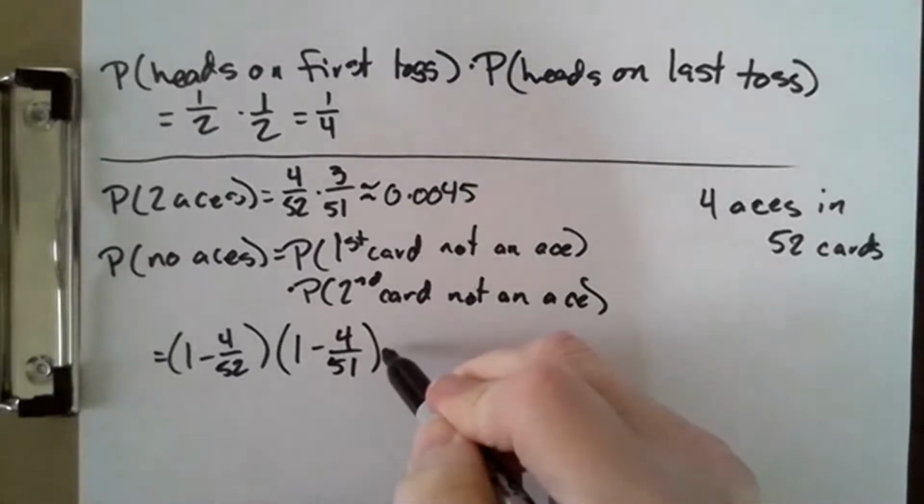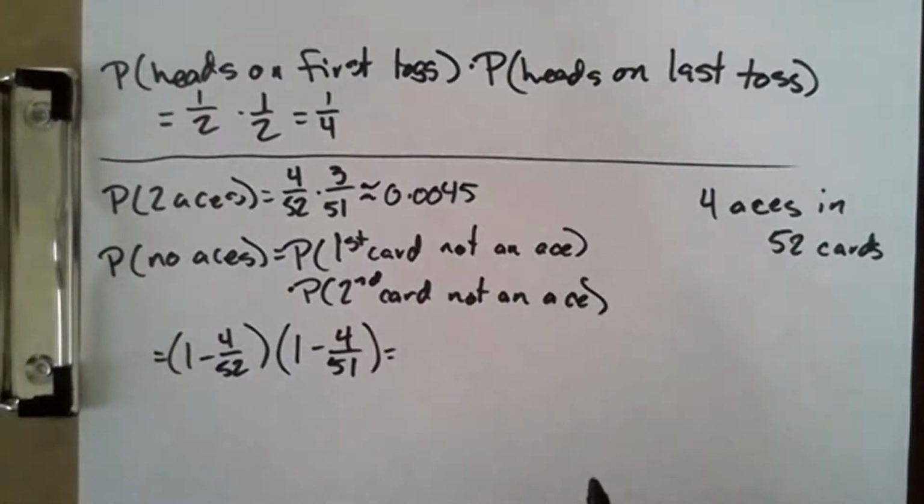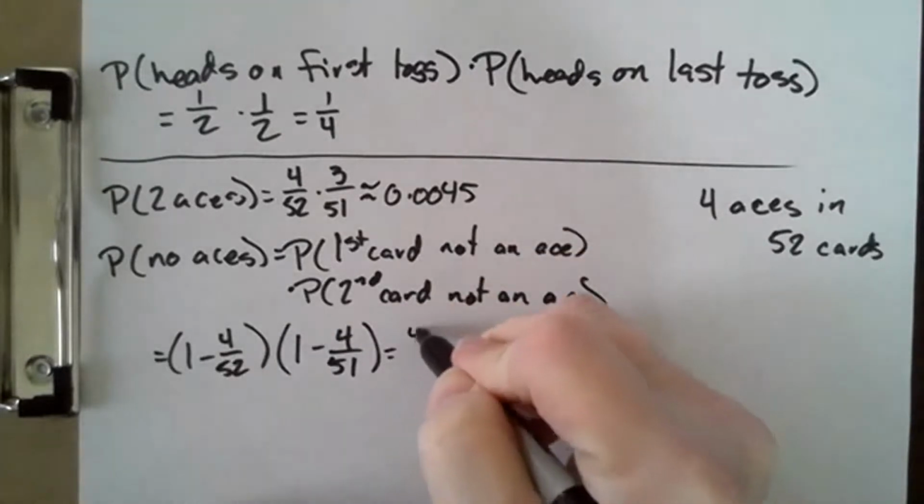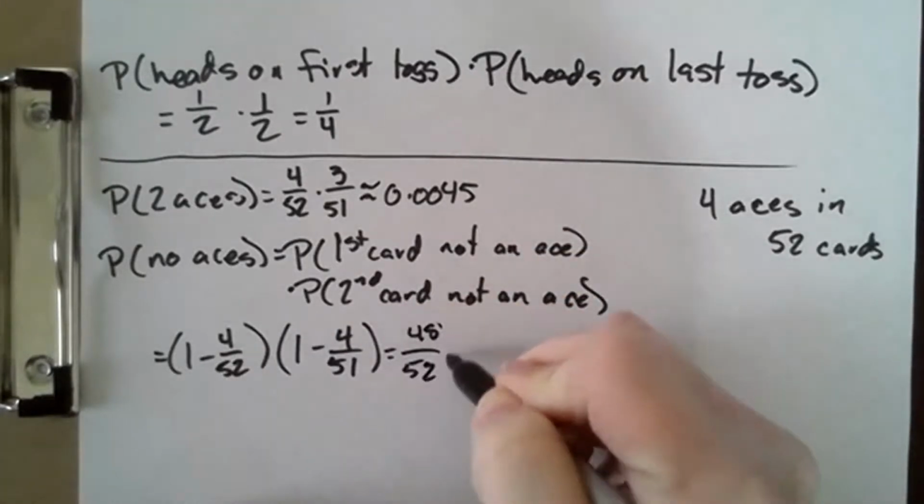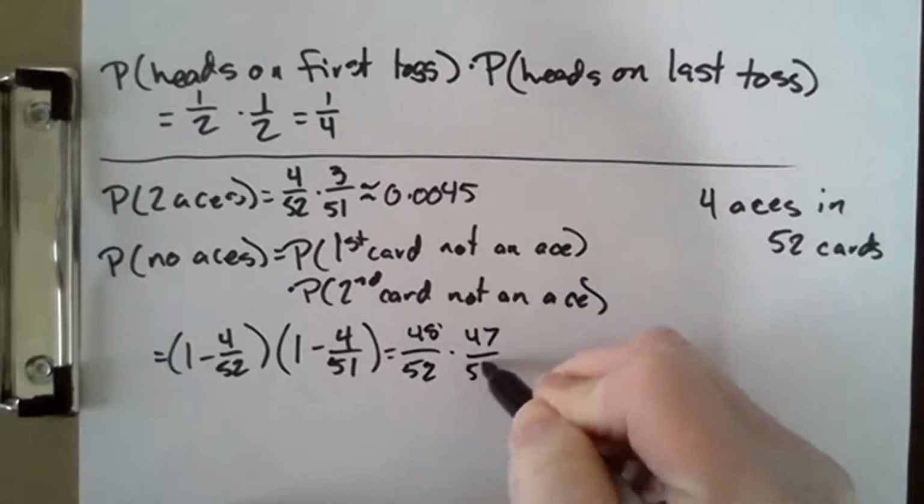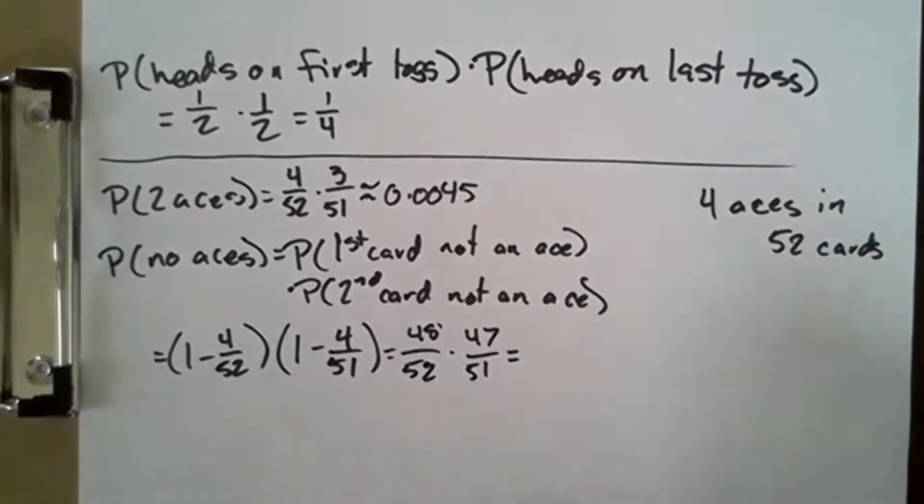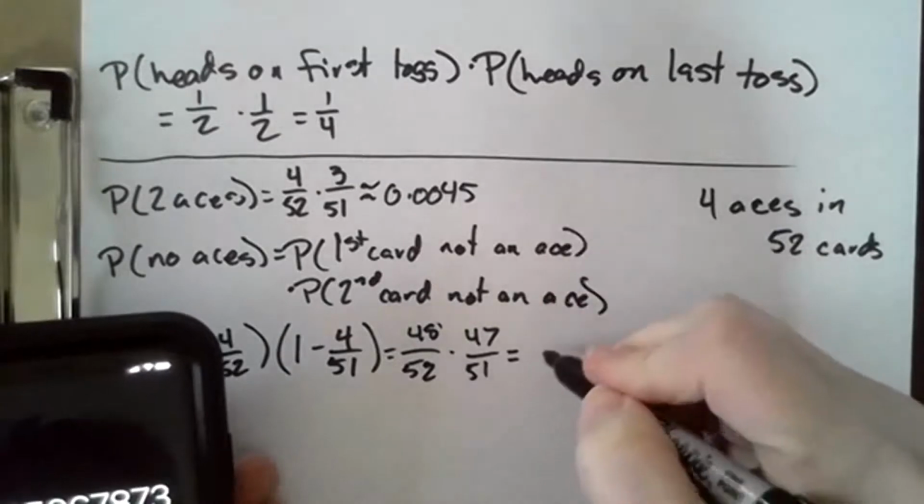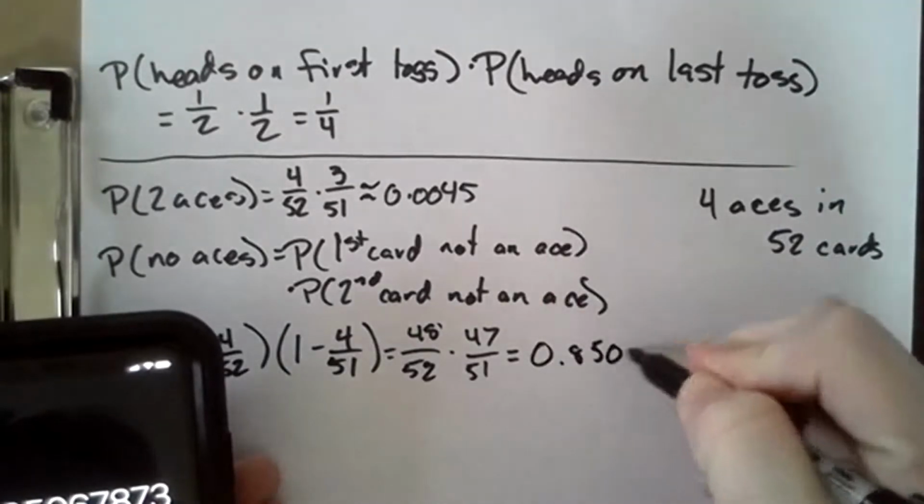Okay, so that's going to come out to, sorry, we've got 48 over 52 times 47 over 51. We could simplify that a little bit, but I'm just going to plug that into my calculator. And to 4 decimal places, we get 0.8507.